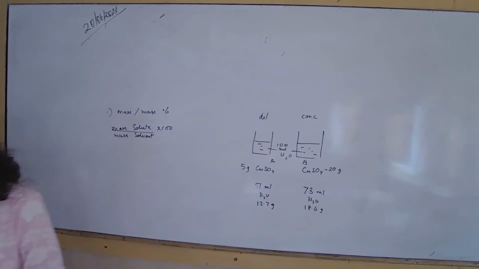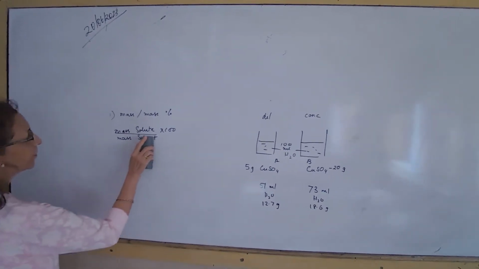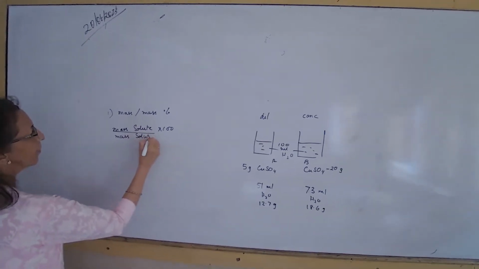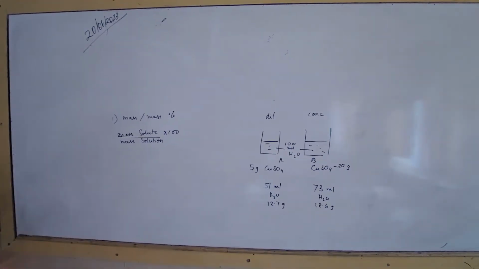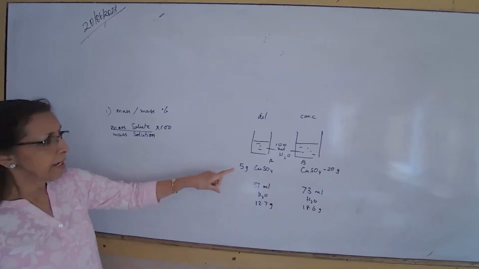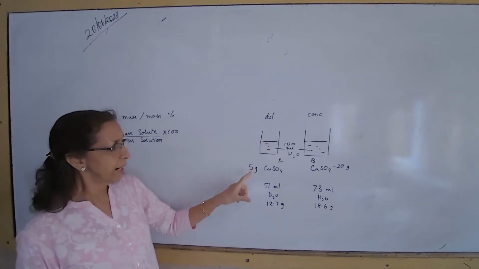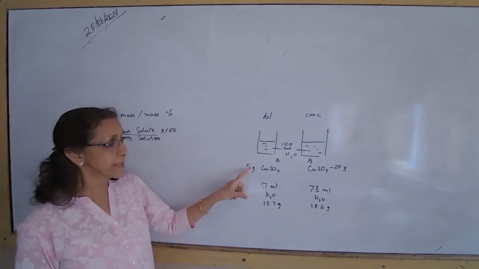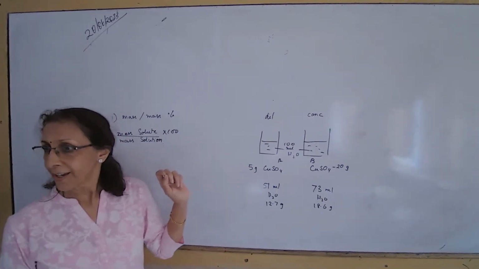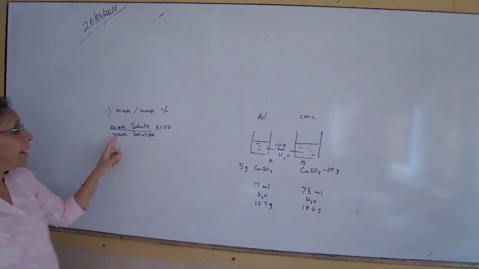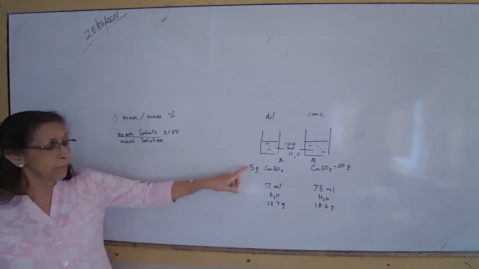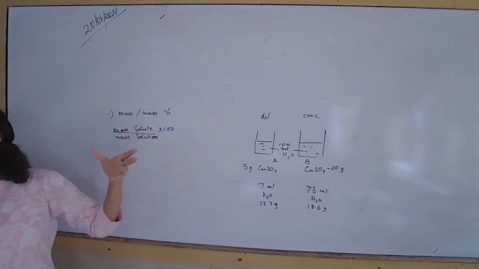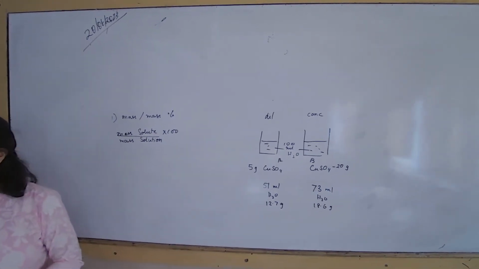Mass of the solution. Now, what does the solution contain? It contains the solvent and it also contains the solute. So we have to add up 100 plus 5. Did you understand? Okay, so mass of the solution will be the total mass of the solute and the total mass of the solvent. Times 100 is obviously because we are comparing it in terms of 100.